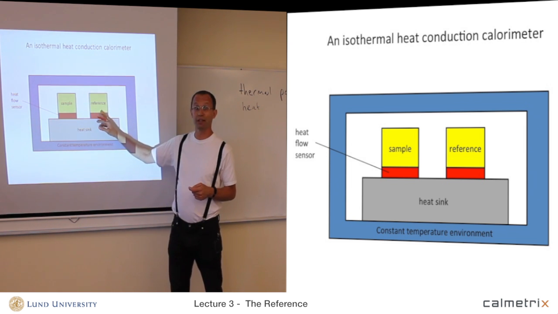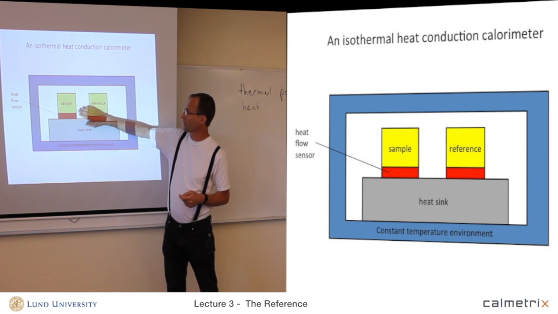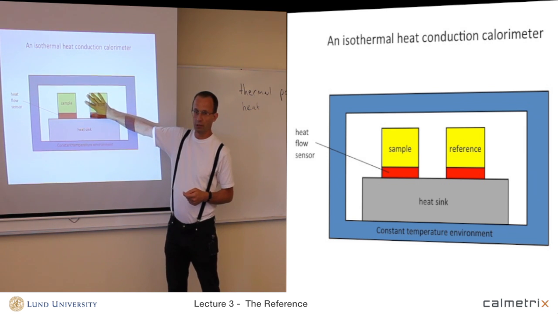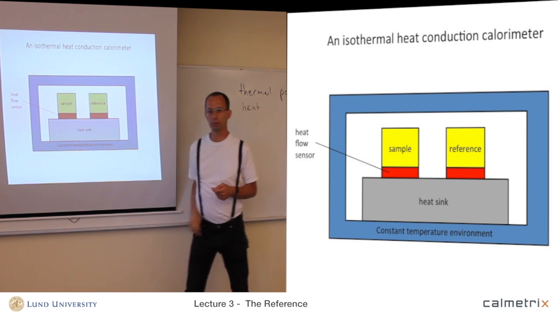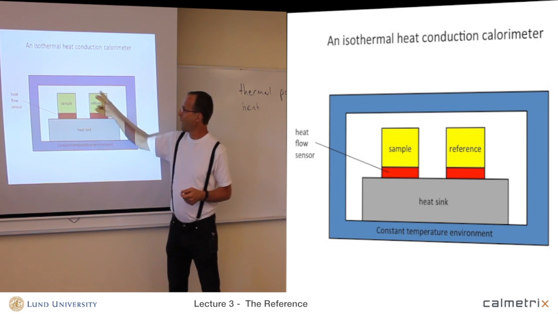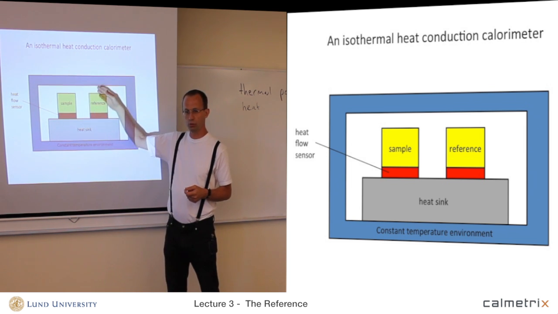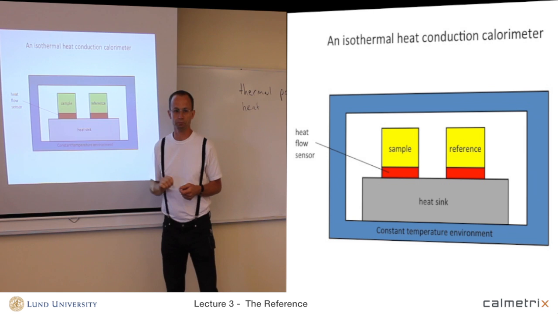And the reference is essential. If we don't have a reference, a single calorimeter, it won't work well. So we need to have this twin design. Now, the question is, how do you choose your reference? How do you choose what to put in the reference ampoule?